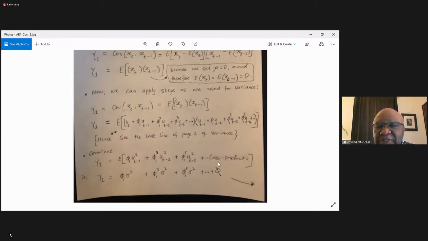I said cross products. Cross products are all the terms that have ut and ut minus 1, ut minus 1 and ut minus 2, ut minus 1 and ut minus 3, ut minus 3 and ut minus 4. All are cross products because when I open up this parenthesis and take E of this, E of this, E of this, and then E of this cross product terms, everything goes to 0. My God, that makes our life so simple.